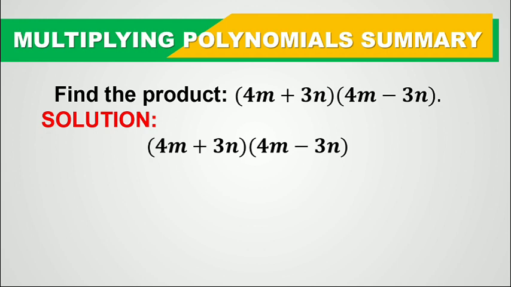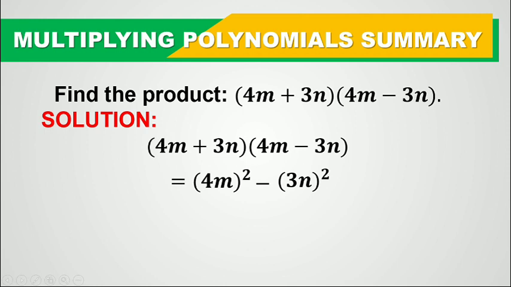So 4m plus 3n times 4m minus 3n, diba? They are similar. The terms are the same, 4m, 4m, 3n, 3n, and the only difference is their sign. So this is addition, and this is subtraction. So the pattern is just to square the first term, so quantity 4m squared, minus the square of the second term, and then simplify.